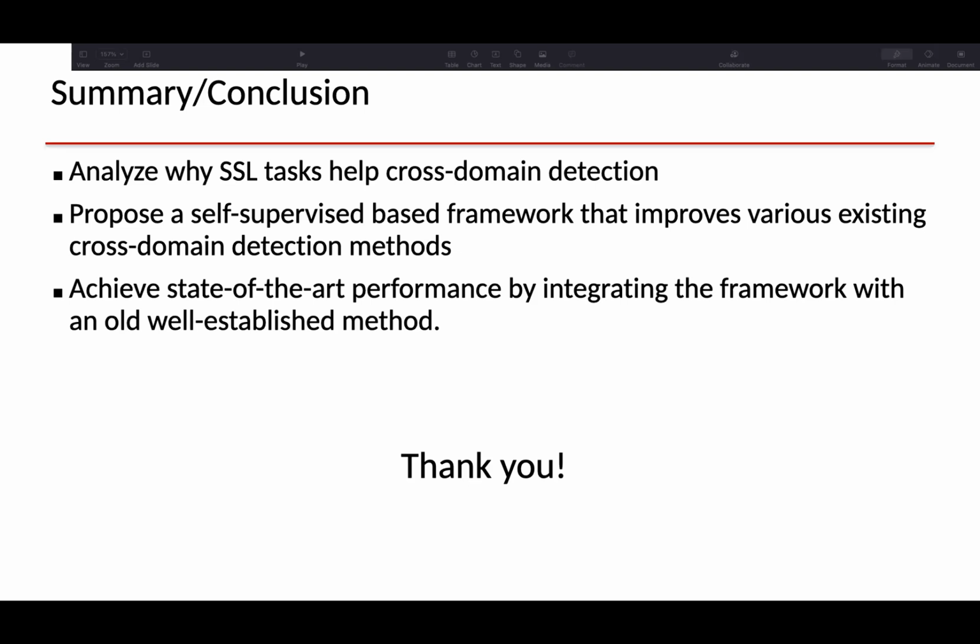If there are any questions, please go ahead and ask them. Okay, if not, let's thank the author again for the wonderful talk.